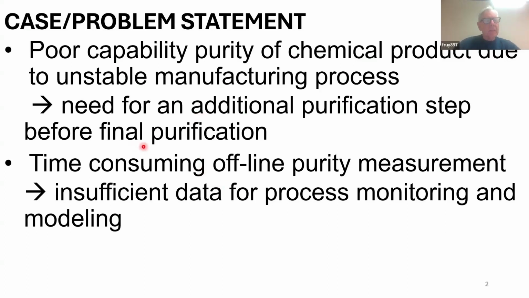Let's start with the case problem, the problem statement. The problem was a poor capability, purity of a chemical product because of an unstable manufacturing process. Because of that, there was a need of an additional purification step before the final purification. The second problem was the still time-consuming offline chromatographic purity measurement. So we only get a very low amount of data for process monitoring and modeling.